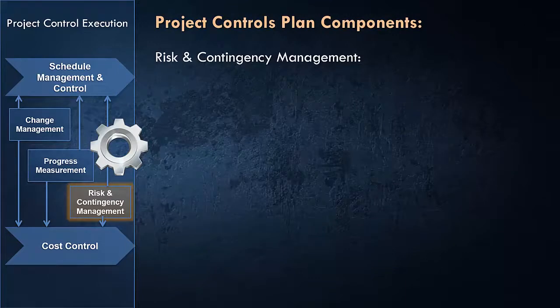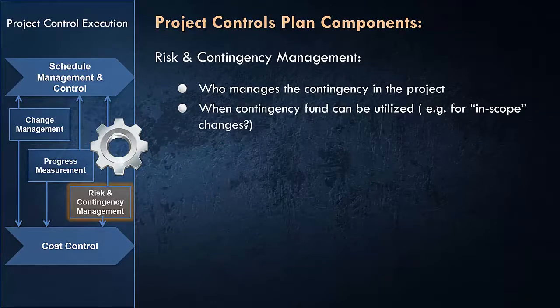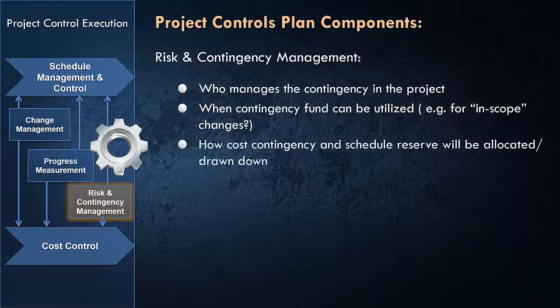The next point is risk and contingency management. You need to address who manages the contingency in the project, and when contingency fund can be used and released. For example, can you use contingency for in-scope changes? Another point is how cost contingency and schedule reserve will be allocated or drawn down. Sometimes you will see a contingency drawdown in a project, so you need to address how contingency is going to be released and how it's going to be allocated and drawn down, and how risk will be revisited during the project.